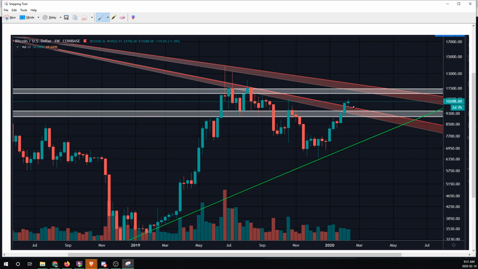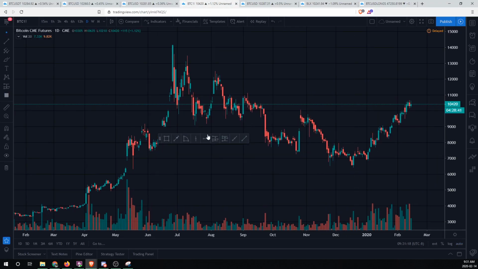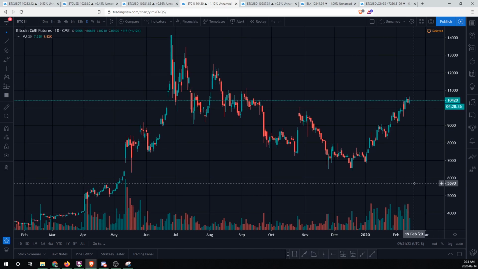We've been talking about this exact structure and how we're looking for that move to the upside for a while, and I'm still going to have my bias in that way. So now we're going to move to the CME futures. I'm just going to get a drink of coffee here.